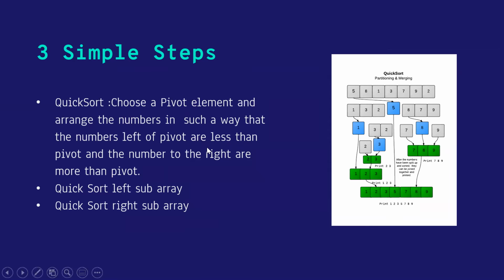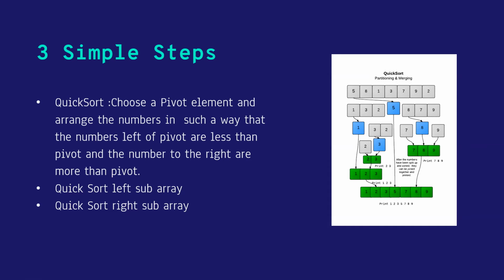So we choose a pivot element, and we arrange the numbers in such a way that left of the pivot are always less than the pivot, and right of the pivot are always more than the pivot. For example, if you look at the picture here, we selected 5 as the pivot, and after the first pass, the 5 gets into its optimal position, and the numbers to the left of the pivot are always less, and the numbers to the right of the pivot are always more.